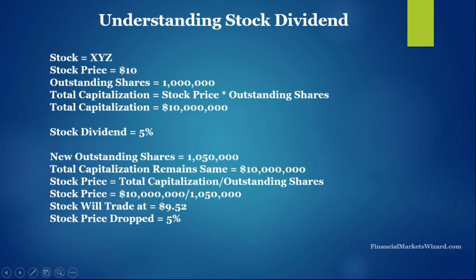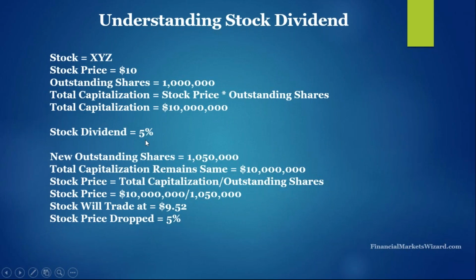So let me give you an example. The stock price is $10, outstanding shares is 1 million. So the capitalization, which is the total market value of the company, is the stock price multiplied by outstanding shares. So the stock price is $10, they have 1 million outstanding shares, the capitalization is 10 million. So that's the total value of the company.